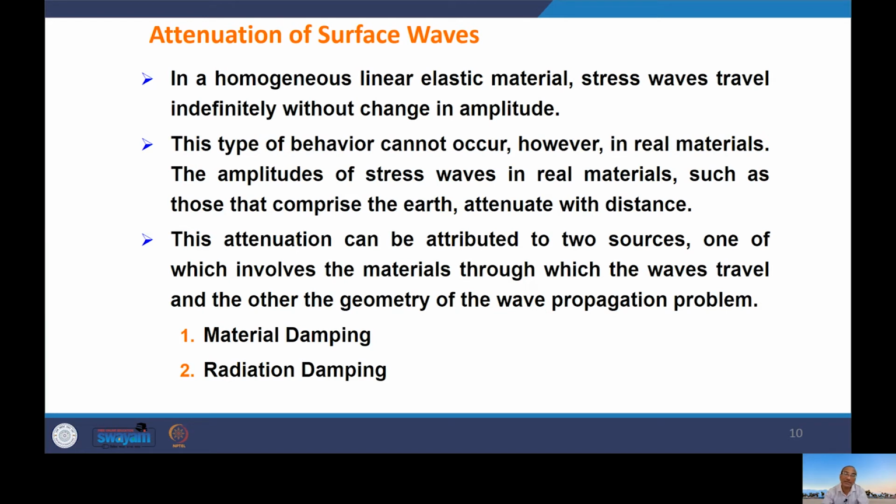And this attenuation can be attributed to two sources, one of which involves the material through which the waves travel, and the other the geometry of the wave propagation problem. So you have two sources. When we talk about this attenuation, that means when these waves are traveling through some material, what happens? The material, let's say soil, absorbs some energy, and this is called material damping. In fact, you may be aware of what we mean by damping. Damping is basically nothing but dissipation of energy.